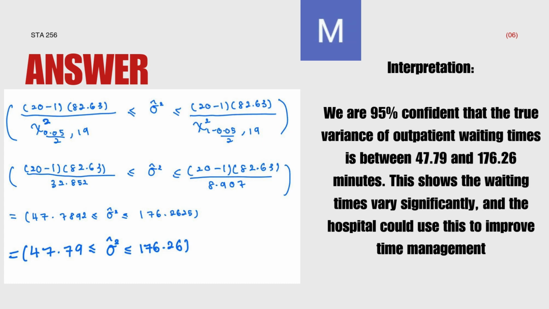So for our interpretation, we are 95% confident that the true variance of outpatient waiting times is between 47.79 and 176.26 minutes. This shows the waiting times vary significantly, and the hospital could use this to improve time management.